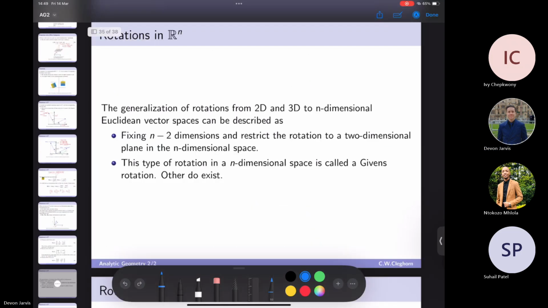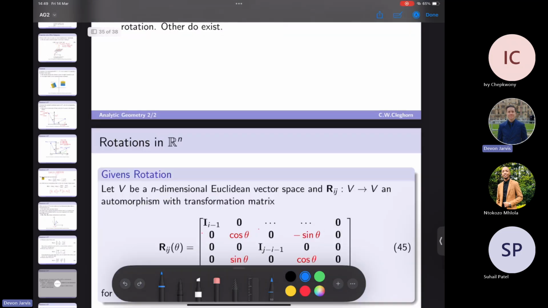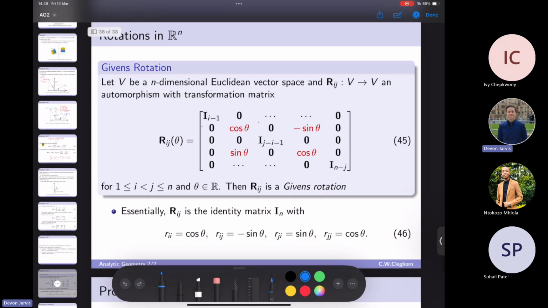All right, and then you can generalize this into Rn. The generalization of rotations from 2D and 3D to n-dimensional Euclidean space can be described by fixing n minus 2 dimensions and then only rotating around the remaining 2 dimensions. This is called a Givens rotation. Others do exist, but this is the only one we're going to really consider. And this is the general equation.